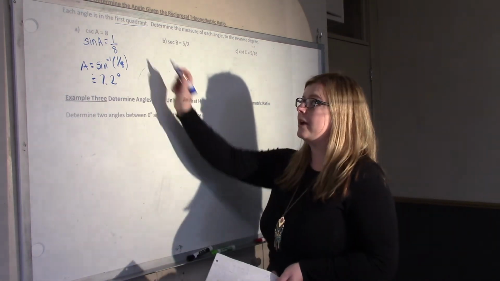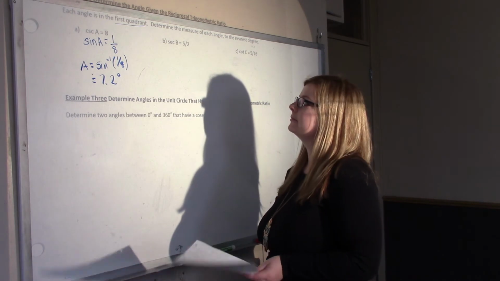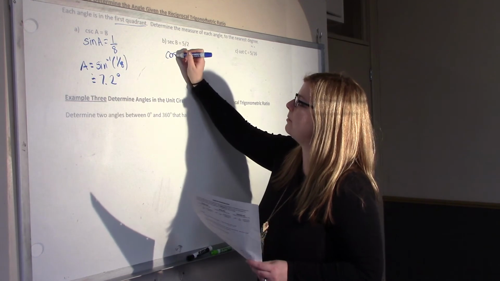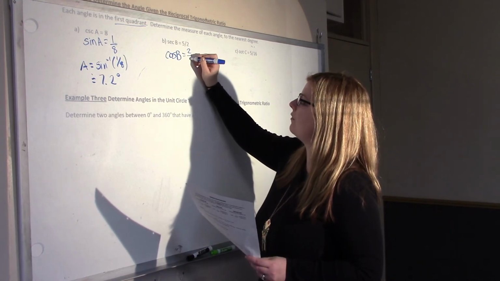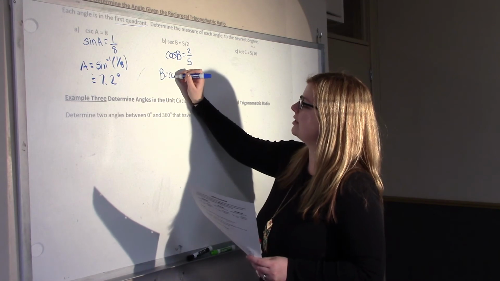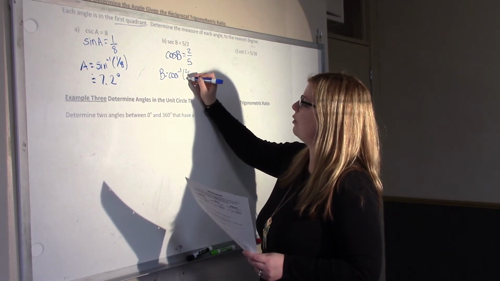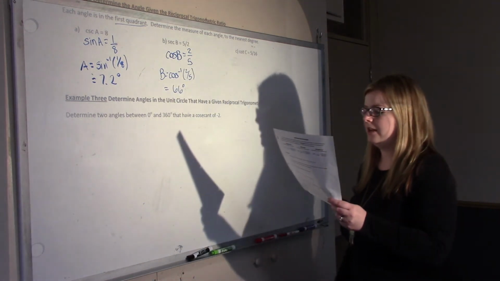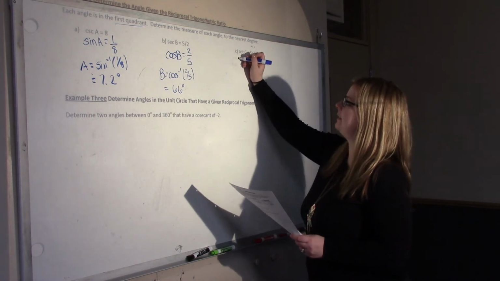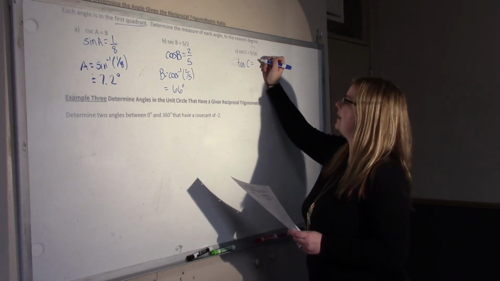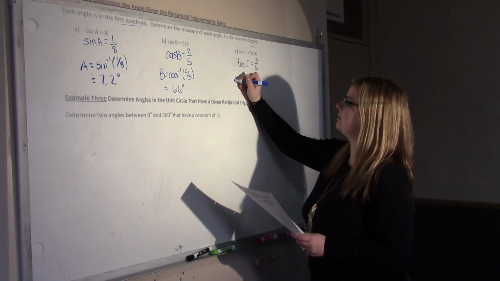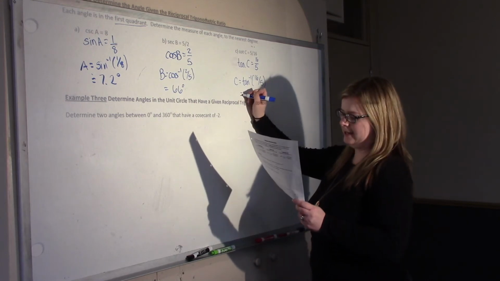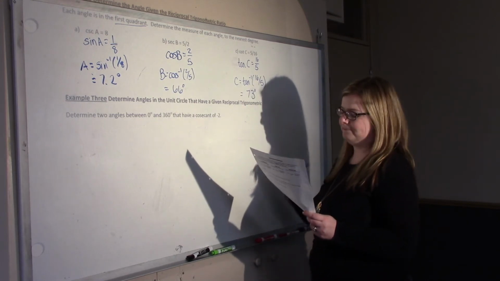Try these two now, knowing how I did A. Okay, so if secant B is 5/2, then that means the cos of B is 2/5. So B is just the inverse cos of 2/5, which is about 66 degrees. Cotangent C is 5/16. That means the tan of C is 16/5. So C is the inverse tan of 16/5, so it's about 73 degrees.